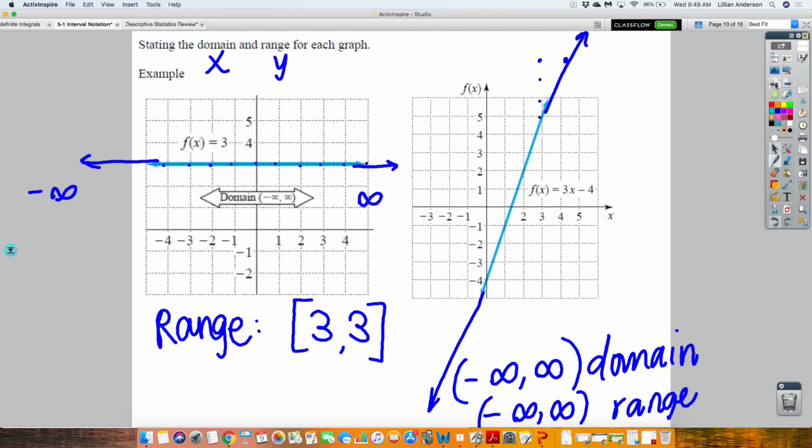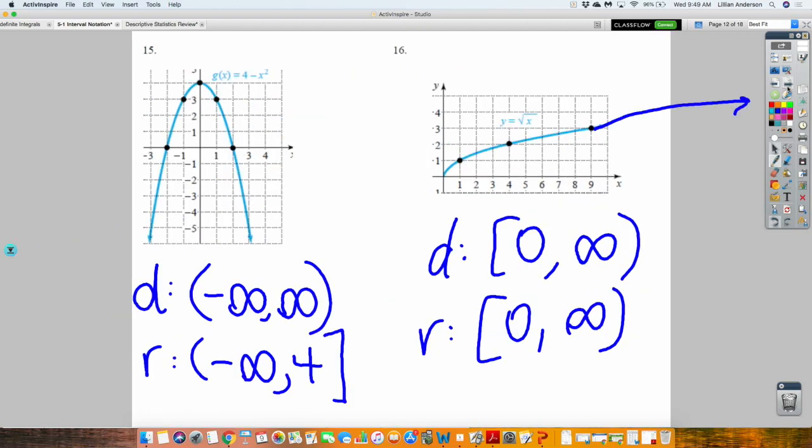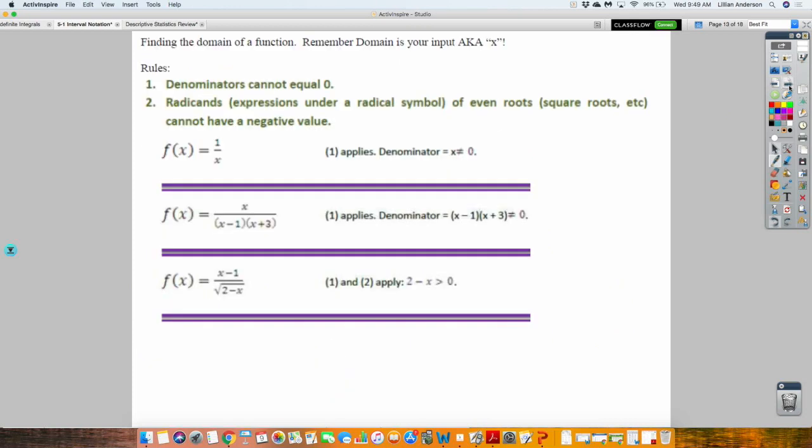But there are going to be some that aren't going to be negative infinity to infinity. We did this one right here, the square root functions. That's one of those. Another type is when you have a fraction and a variable in your fraction. Everyone should be at the ones where it says finding the domain of a function. Are we there? Remember, domain is x. There are going to be 2 stipulations where the domain is not going to be negative infinity to infinity.